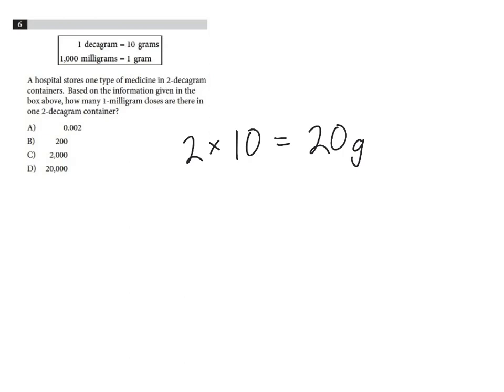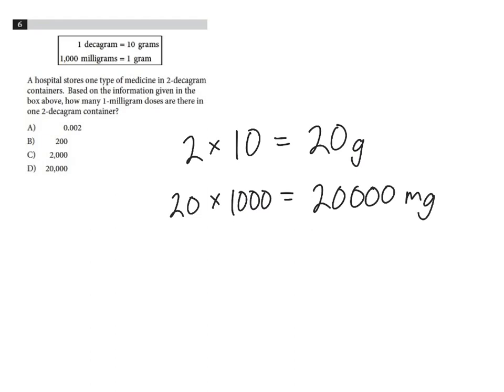grams total. All right, well, if we have 20 grams, we see that there are 1,000 milligrams in every gram. So 20 grams times 1,000 milligrams, well, that's going to be 20,000 milligrams. Okay. Well, if we have 20,000 milligrams and each dose is 1 milligram, then we must have 20,000 doses.